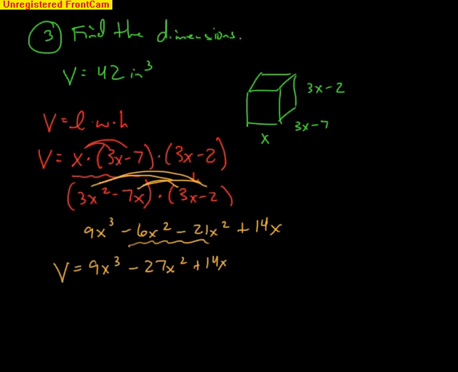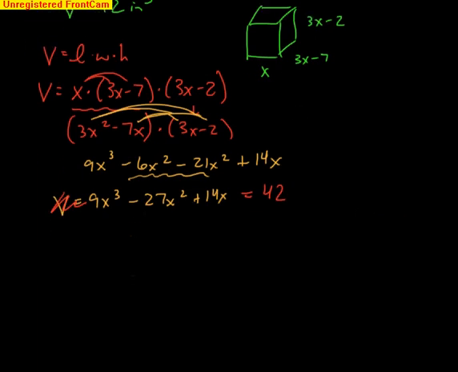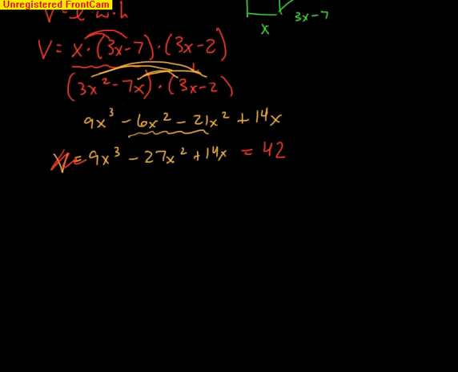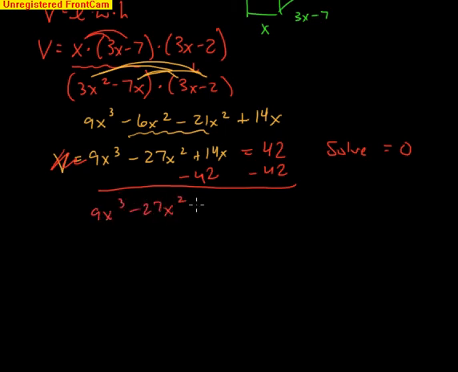But don't we know the volume? We do know the volume. It's 42. So scratch out the volume here and set this equal to its actual volume of 42. And let's solve this problem now. Let me scooch down so I have some room. In order to solve, you better say equals 0. You better get that 42 to the other side. It's a number without a variable, so it does not combine with any of those terms. 9x cubed minus 27x squared plus 14x minus 42 equals 0.